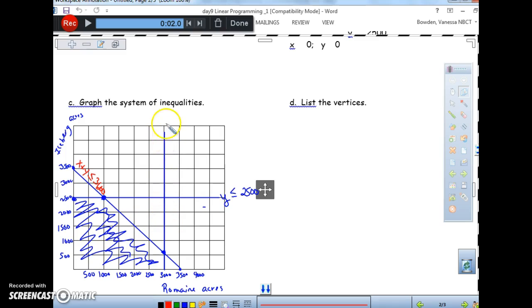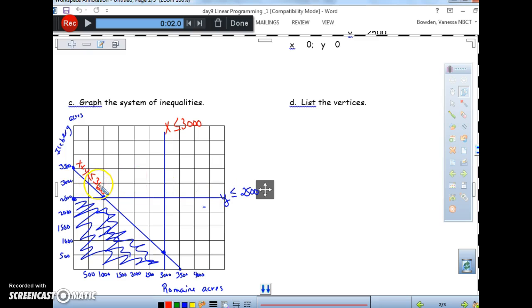And then for this one, it was x and 3,000. And you'll notice that it's shaded to the left, so it's less than or equal to. And you can also see that from the words here where it says to prevent the loss due to disease, the farmer should plant no more than 3,000 acres. So it can't be more than 3,000. We can't go above that. No more than 2,500 acres of romaine. So we can't go above 2,500.